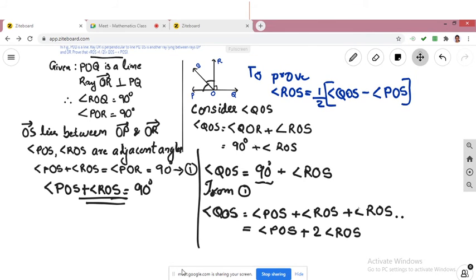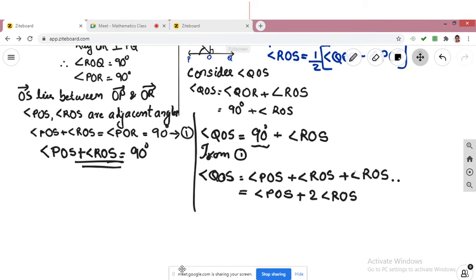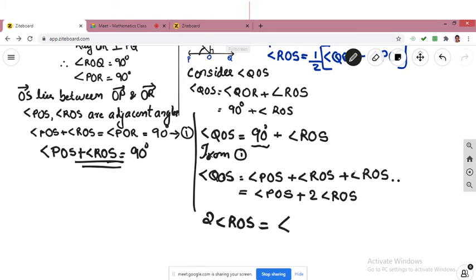So, now I will take this angle POS to the other side. So, what will I get? 2 angle ROS is equal to angle QOS minus angle POS. Are you following? Minus angle POS. Yes, ma'am. So, now what will happen? We can divide both sides by 2. 2 ROS is equal to, okay, tell me.